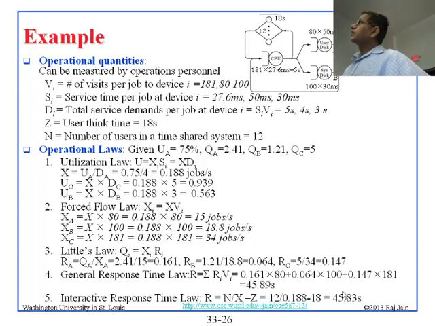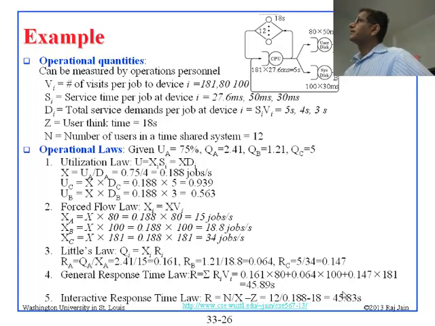Now the operational quantities are Vi, Si, Di, G, and N. And you should memorize that the total demand is the service time per visit times the number of visits. So Di is equal to Si times Vi. That is something that you don't need to look at the book for. You might need to look at the book for many of the other laws, but these are something you should know. And so now we are going to apply all these laws to this system.